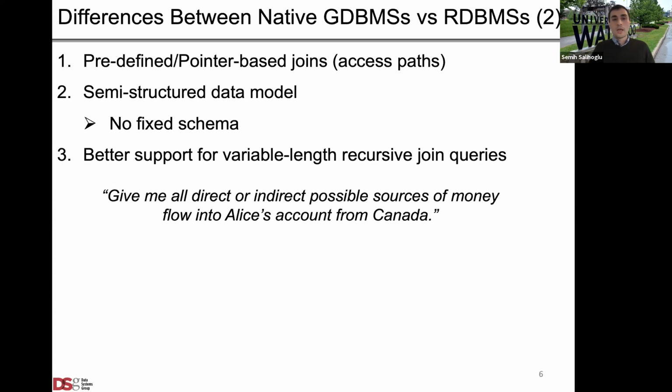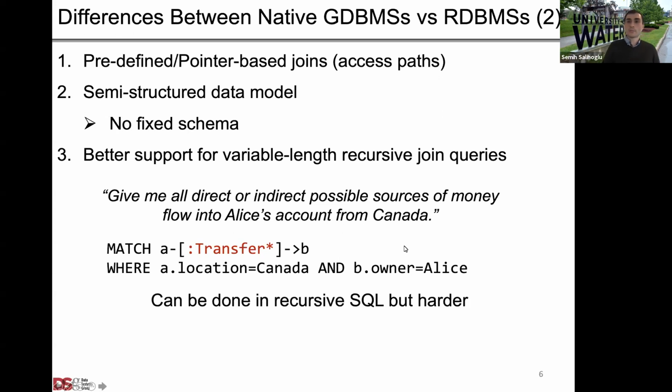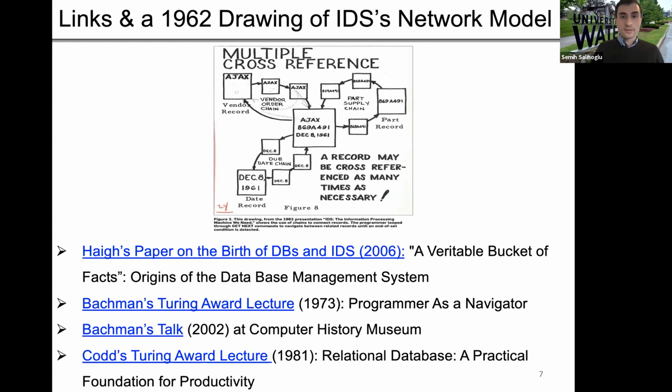So for example, suppose you had a financial transaction network of accounts and transfers between accounts, and you were interested in the following question: give me all direct or indirect possible sources of money into Alice's account from Canada. There's a very easy way to write this in a language like Cypher, where it's quite self-explanatory. A transfer star B really says direct or indirect transfer edges from a node A to a node B with some predicates. Certainly doable in recursive SQL, but objectively harder. A lot of users really don't like writing, or find it hard to write, such queries in recursive SQL. Okay, so these are, I think, the three primary differences in terms of the features that these systems support.